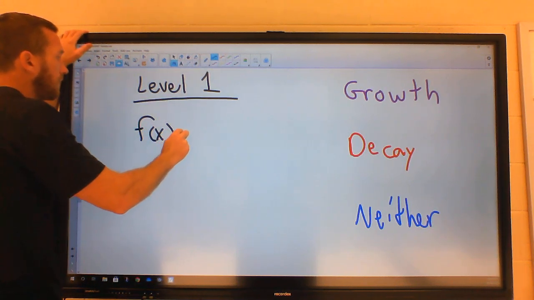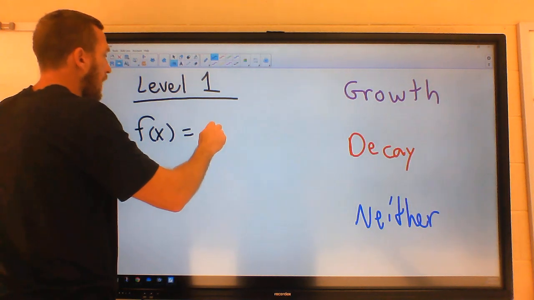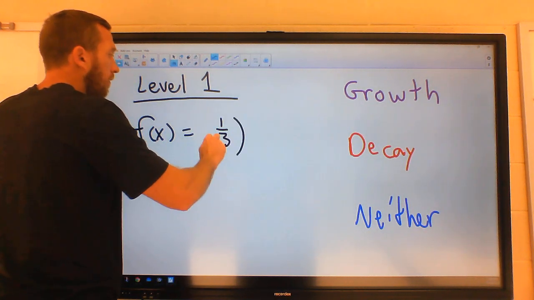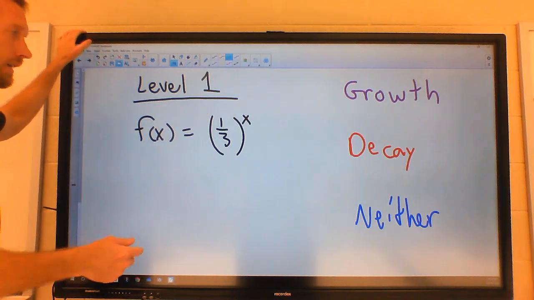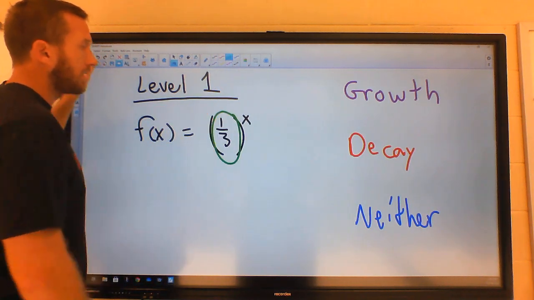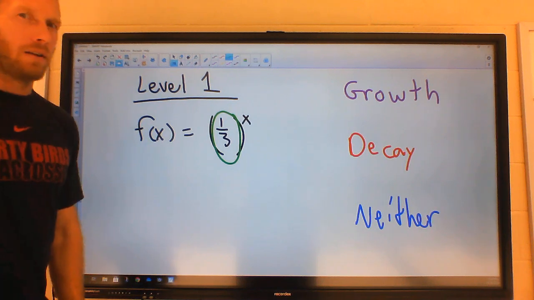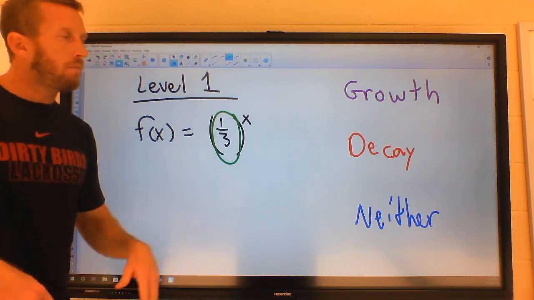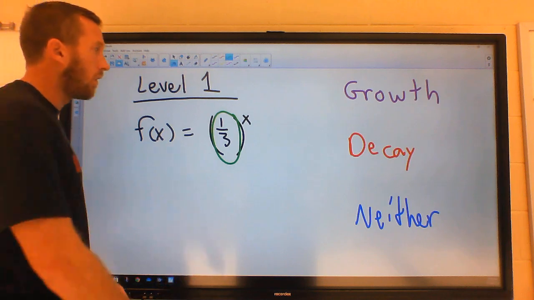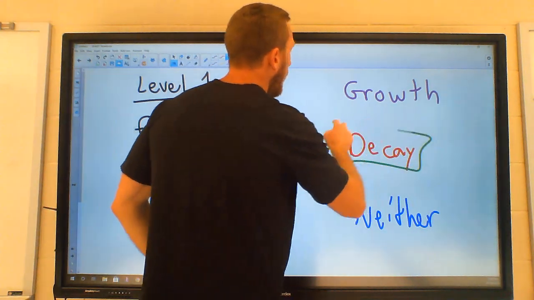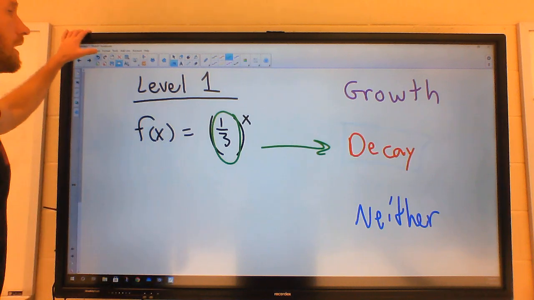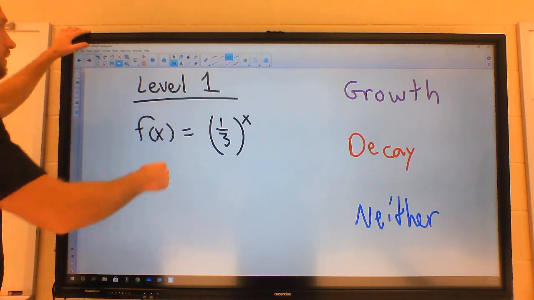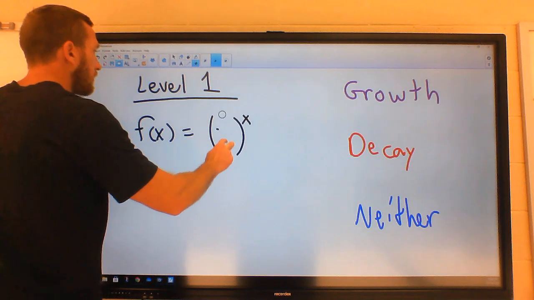f(x) equals 1/3 raised to the x power. Once again, we just look at our base. Our base is a fraction. Now, not all fractions are less than 1, but this fraction is less than 1. So it is decay. And that's basically how we're eyeing this. Okay? So, let's go again.